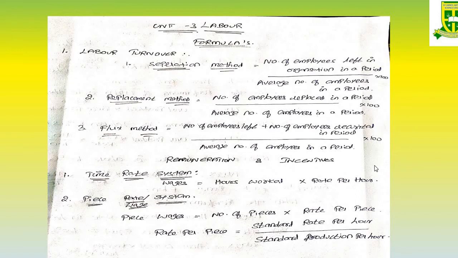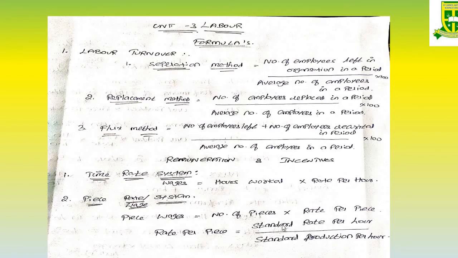Mostly for time rate, the rate per hour will be given in the question. But for piece rate, mostly they won't give the rate per piece. So we have to find out what the rate per piece is. If the formula is given straight away, you can apply it. If it is not given, you have to use this formula to find the answer. Rate per piece equals standard rate per hour divided by standard production per hour. If you are using per day, the denominator should also be per day. But in the formula we are using per hour, so the denominator should also be per hour.